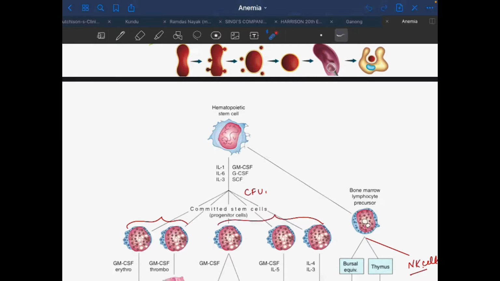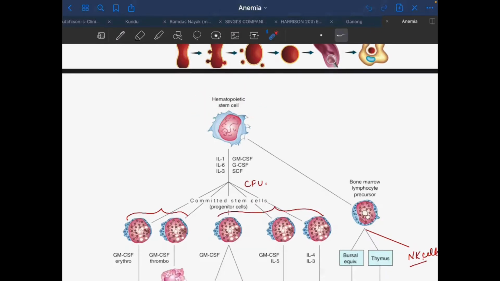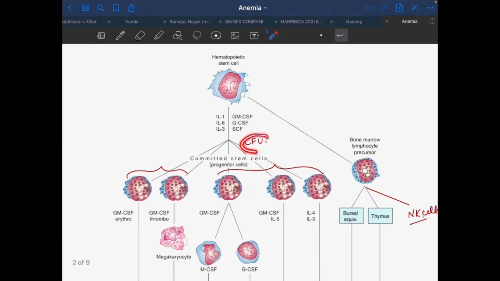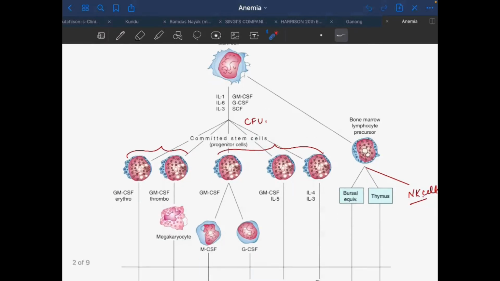What happens in haematopoiesis is there are hematopoietic stem cells in every child. They will start forming CFU, that is colony forming units. These colony forming units will then get divided into committed stem cells, that is different types of stem cells. We can actually call them myeloid precursors. They are divided into two groups. One group will form erythrocytes, and the other group will form your granulocytes. So granulocytic group and erythrocytic group.